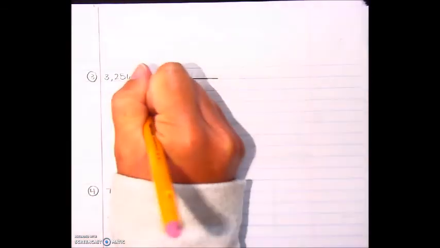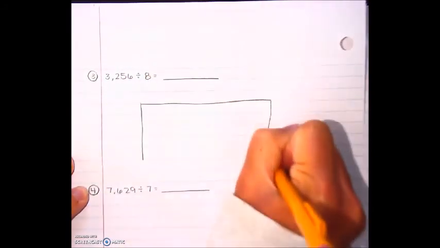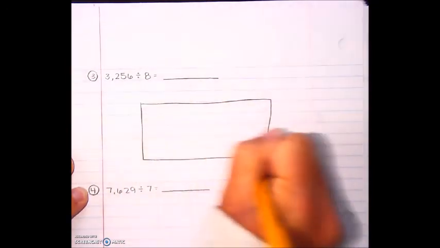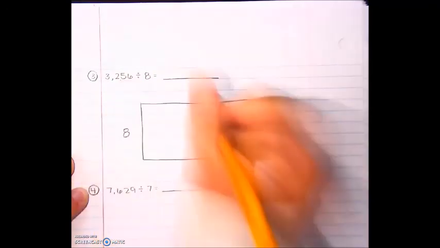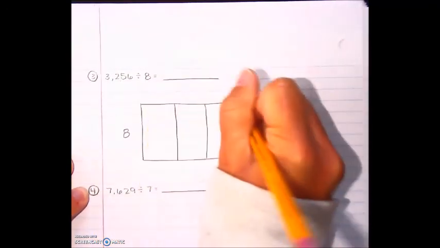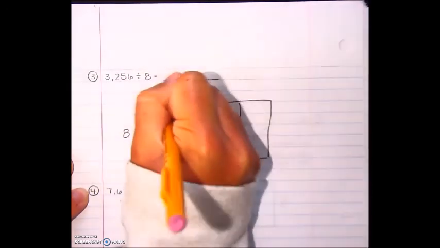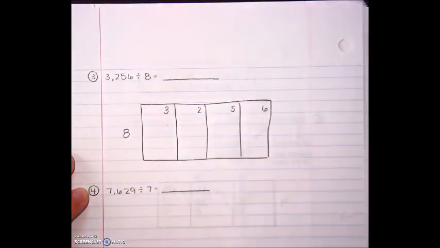This time I have 3,256 divided by 8. So again, large rectangle in the middle of my paper. My divisor of 8 is going to go on the outside. I have a 4-digit number, so I divide my rectangle into 4 columns. I'm going to write 3, 2, 5, and 6 in the far right-hand corners.